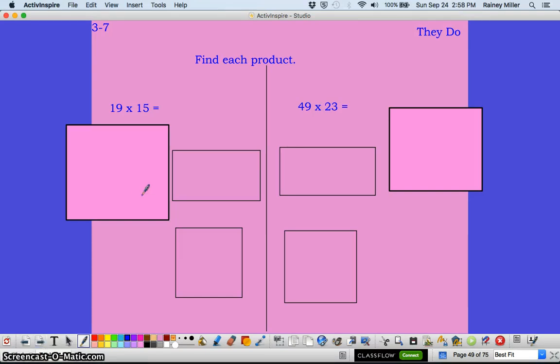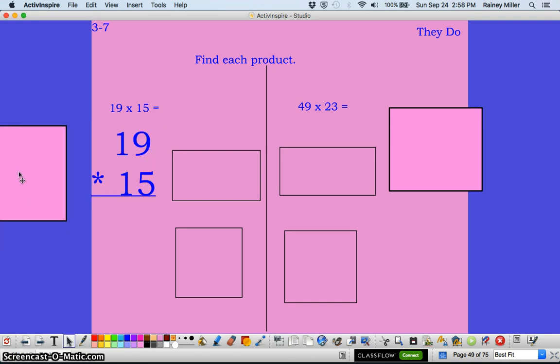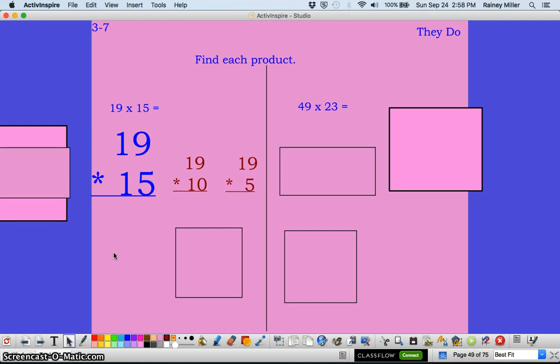Okay, here we go. So I rewrite my problem so that it makes sense to me. And I know that 15 is made out of 10 and 5. So I can take 19 times 10 and I can take 19 times 5. Okay, so I go through and I solve those problems. So 19 times 10, I'm going to use my 0 trick, and that's going to end up being 190. And then this one over here, 5 times 9, is going to be 45.